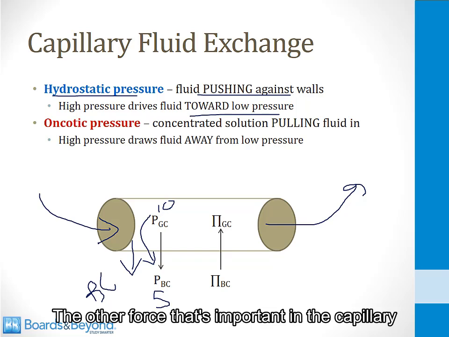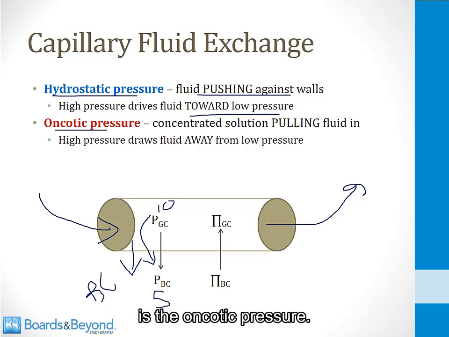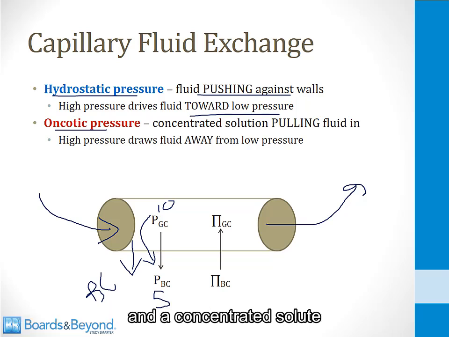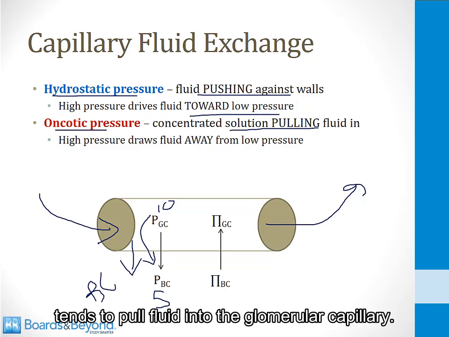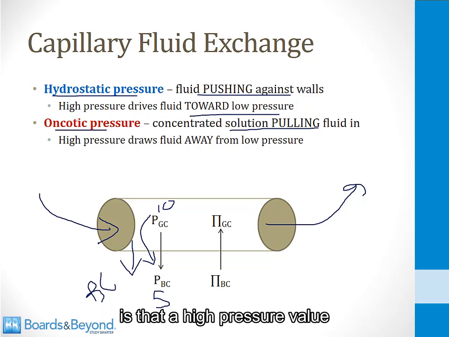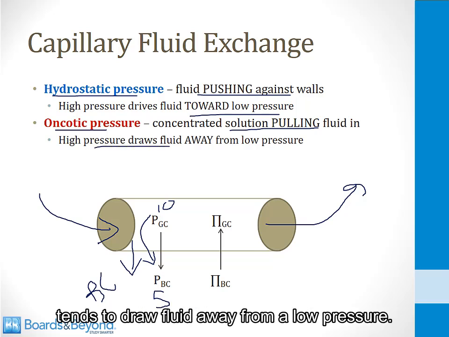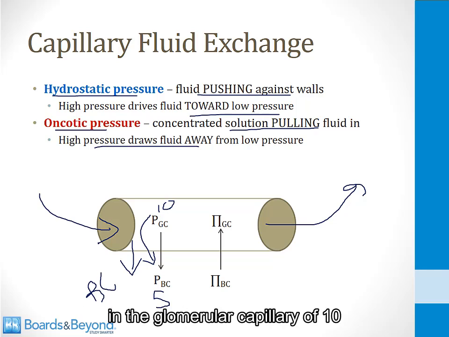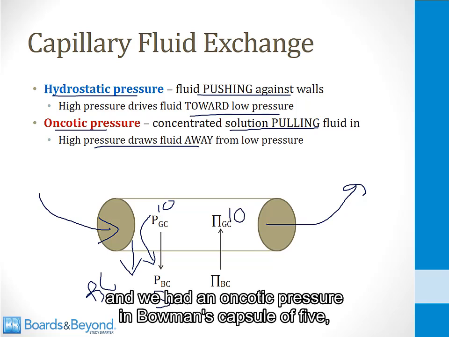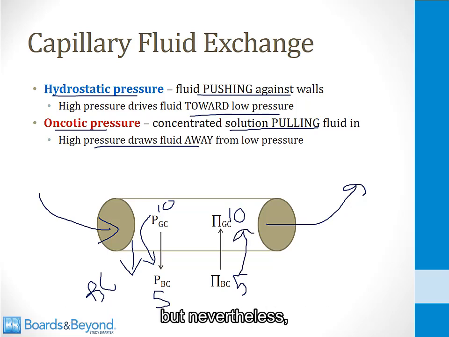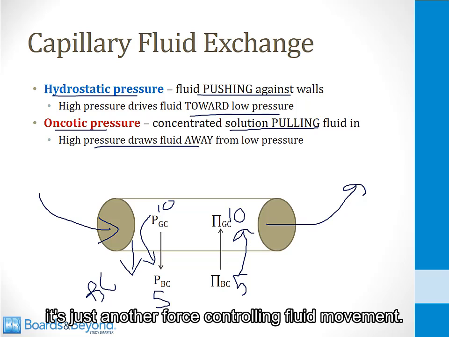The other force that's important in the capillary is the oncotic pressure. This is a pressure created by solutes, especially albumin, and a concentrated solute tends to pull fluid into the glomerular capillary. And what's confusing about oncotic pressure is that a high pressure value tends to draw fluid away from a low pressure. So for example, if we had an oncotic pressure in the glomerular capillary of 10 and we had an oncotic pressure in Bowman's capsule of 5, that would tend to drive fluid in this direction. But nevertheless, it's just another force controlling fluid movement.